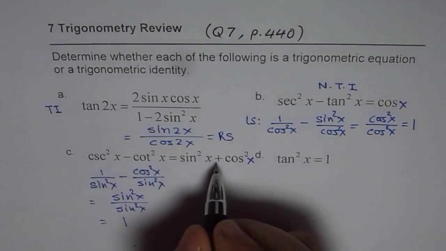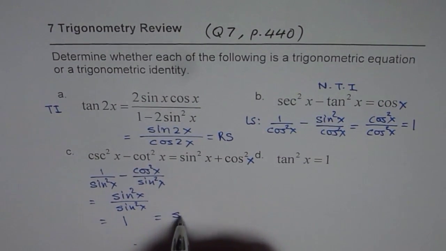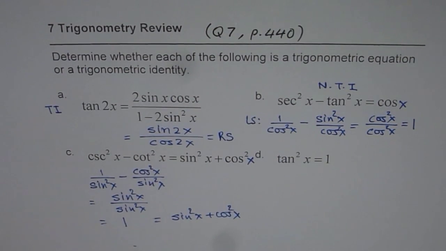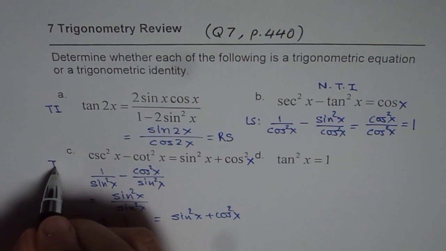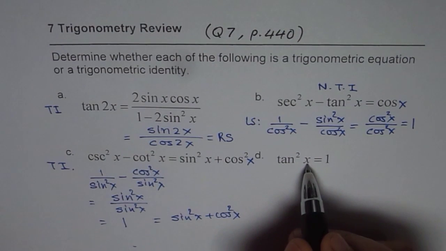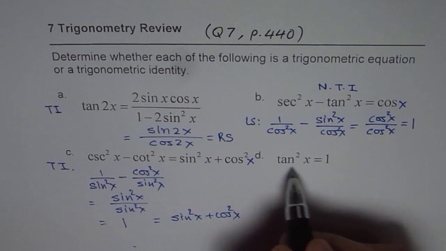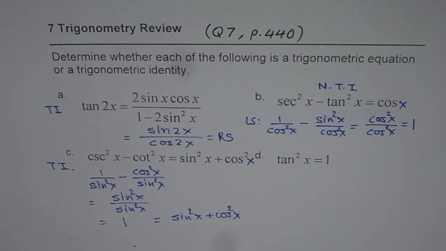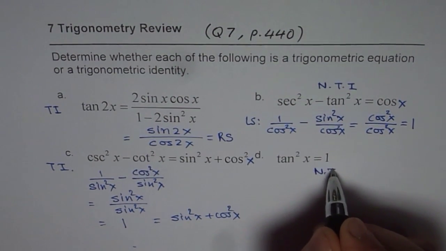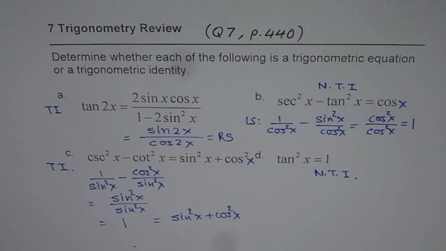And the right side is also 1, which is sin squared x plus cos squared x, right? So we get this as an identity. So I'll write trigonometric identity for this particular case. Here we have tan squared x equals 1. Well, tan has a range of all values, and 1 will be one of them. So this is not a trigonometric identity, correct? So that is how you can actually solve this question. I hope that helps. Thank you and all the best.